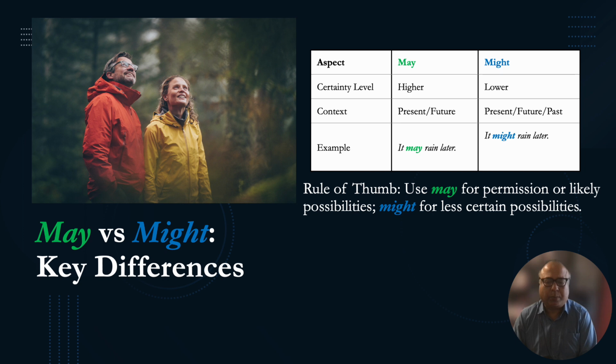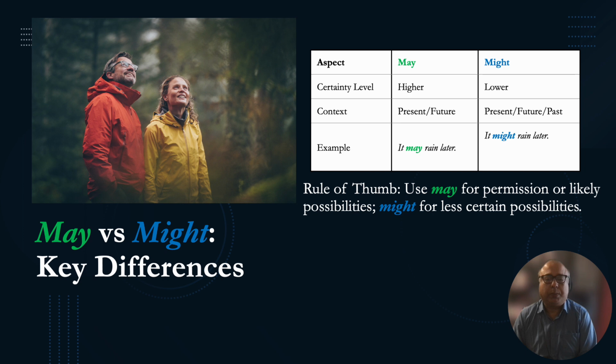And it's important to note that may refers to the present, now, like I may go, or the future. I may go to my sister's house tomorrow, in the future, or even tonight, in the future. But might can refer to present, future, as well as past. It may rain later, and it might rain later. Of course, the probability of raining is higher when you say may. It's less when you say might.